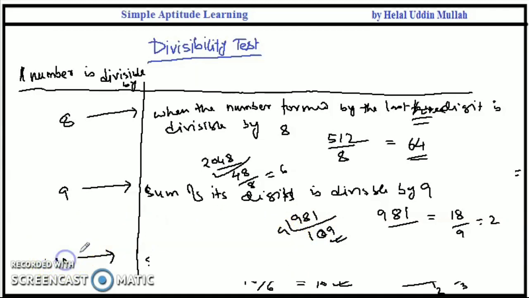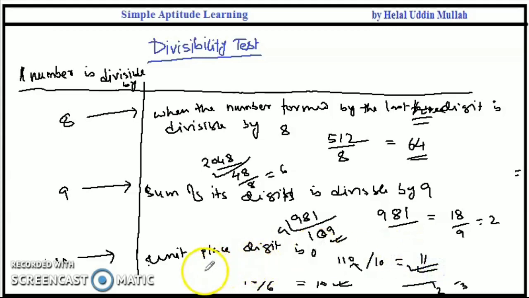For divisibility by 10, when the unit place digit is 0, then I can say that it is divisible by 10. The unit place digit should be 0. Like, consider 110, the unit digit is 0, so if you divide by 10, the result is 11. It is simple, you just need to check the unit place digit.